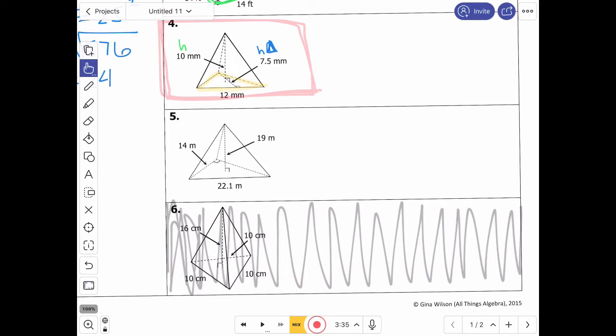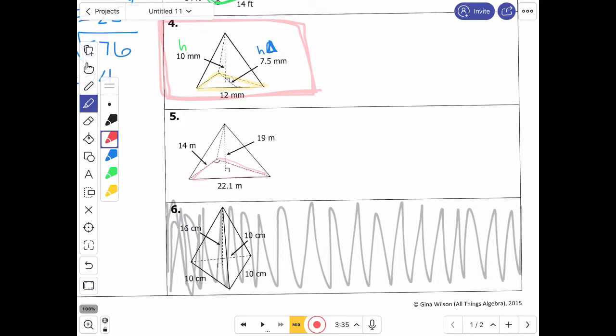Okay, so 5 is kind of like number 4, but not too much. I mean, it's kind of the same shape, but there's a little bit more to number 5 than there is in number 4. We got to do one more extra step. I'm going to first highlight what our base is. So here is our base.